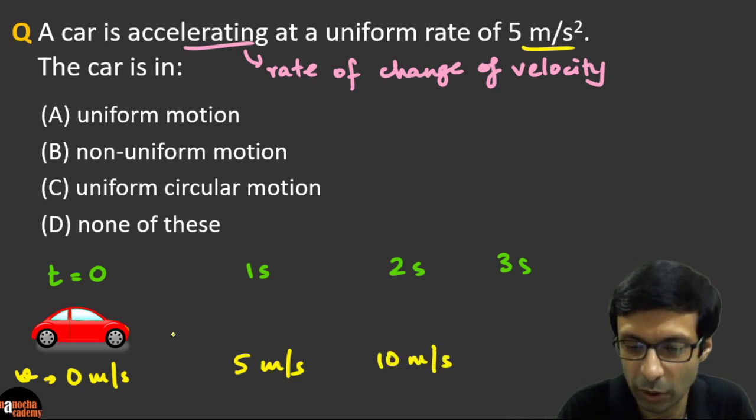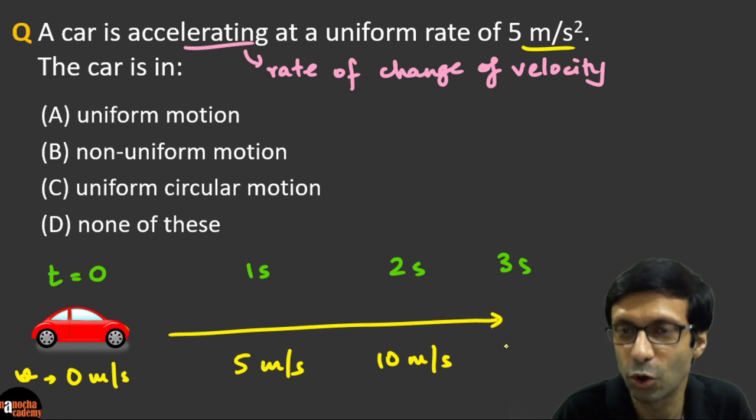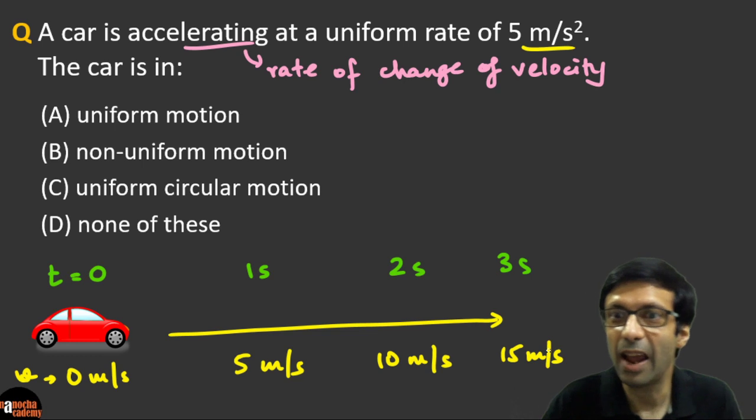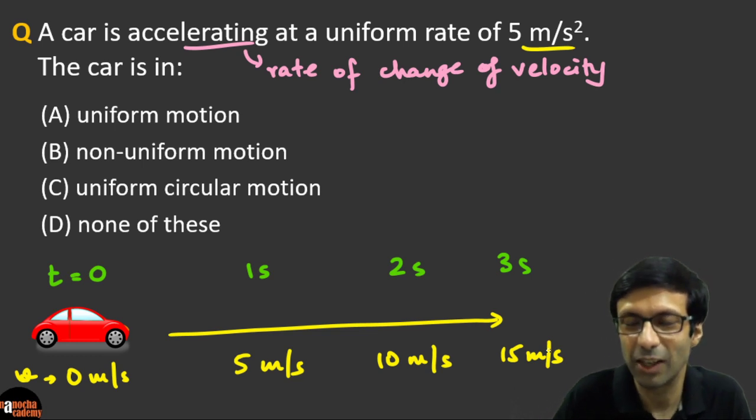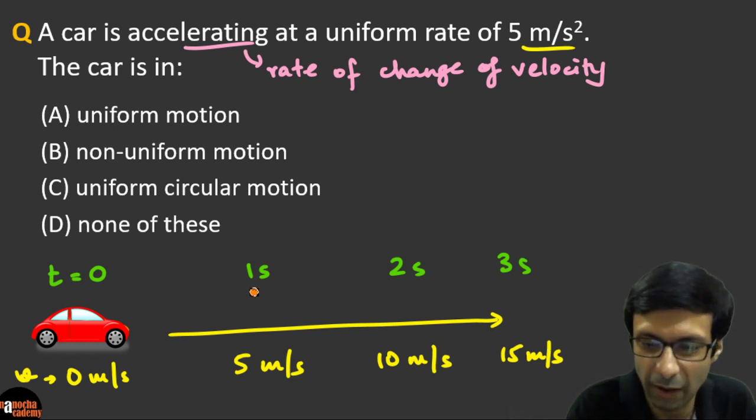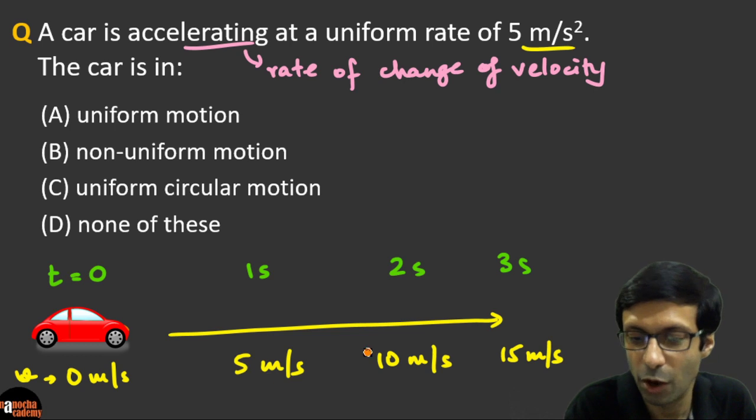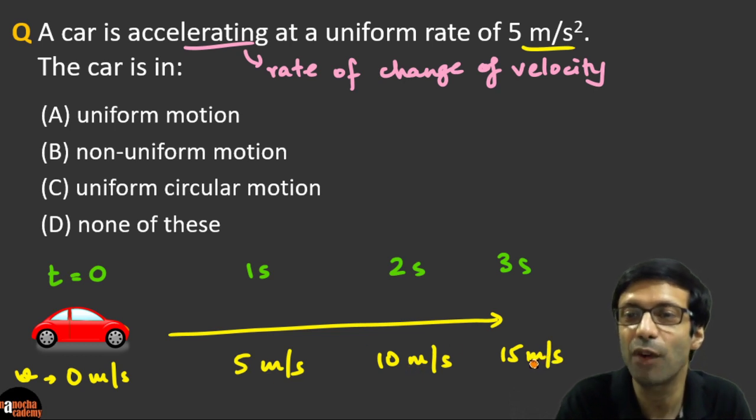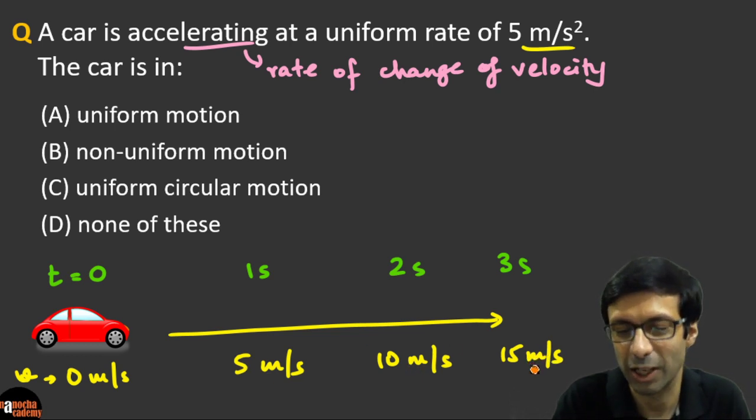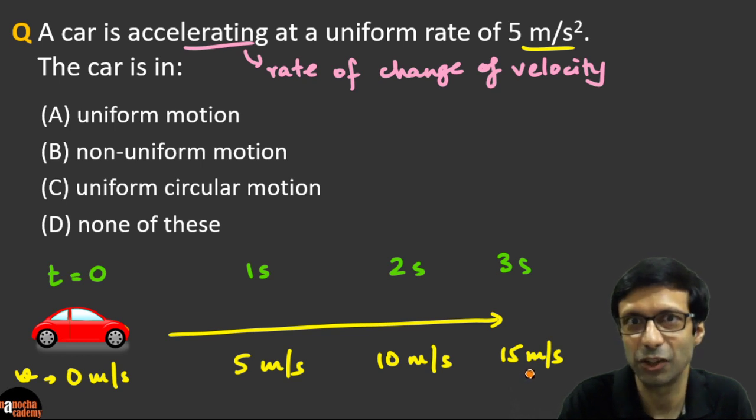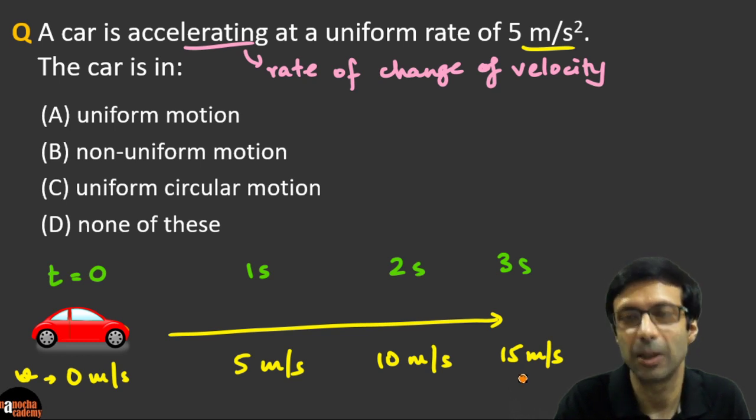And then the car is moving this way, right? And then it's going to be 15 meter per second. So guys, can you see that every 1 second, when it's going from t0 to 1, 1 to 2, can you see every 1 second? So every second here, the car's velocity is increasing by 5 meters per second. So that's why we say the acceleration is 5 meter per second square.